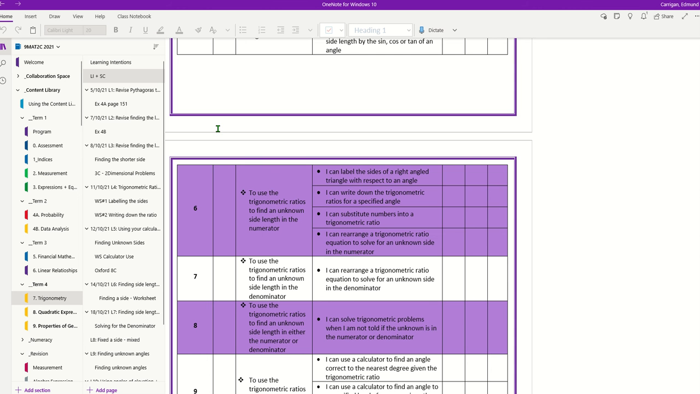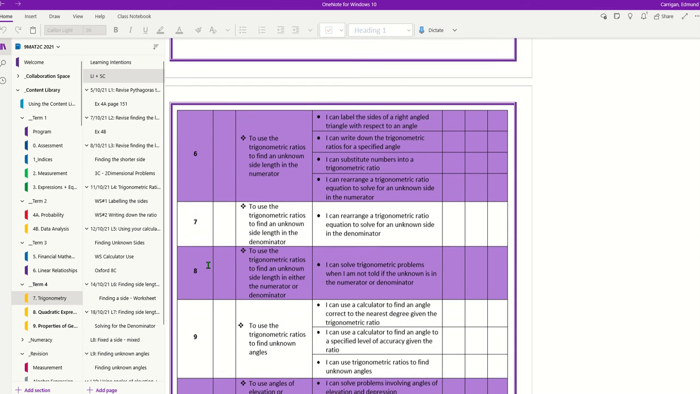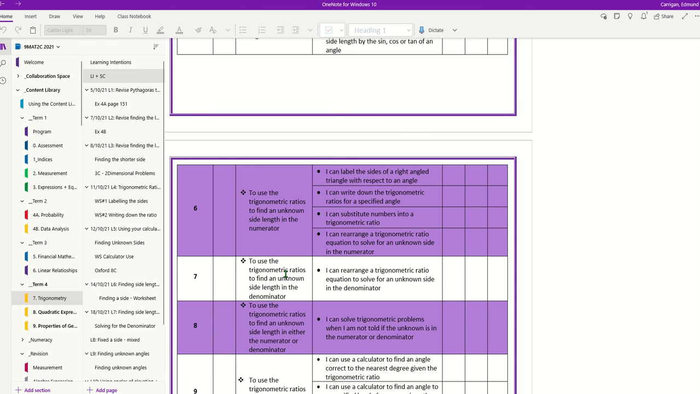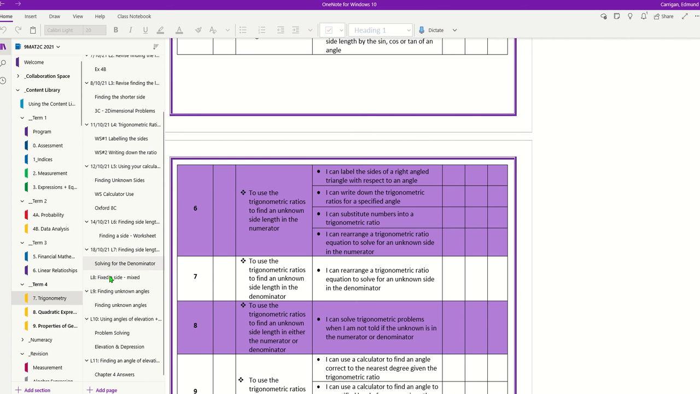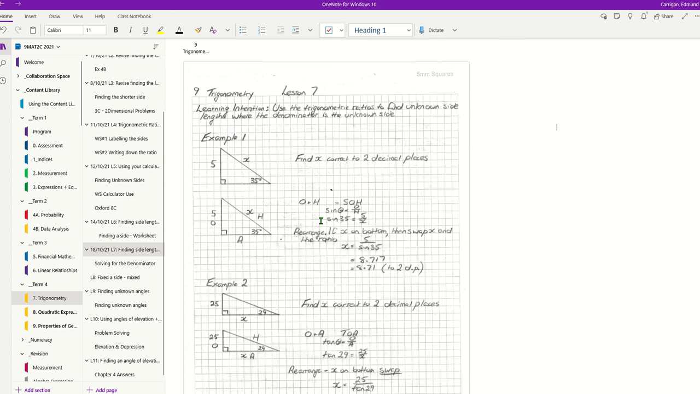Hello, Year 9. Today we're up to Lesson 7. We're going to use our trigonometric ratios to find an unknown side length when the unknown side length ends up being in the denominator. Our success criteria for the end of this lesson is that you can rearrange a trigonometric ratio equation to solve for an unknown side in the denominator. Okay, so let's have a look at Lesson 7.